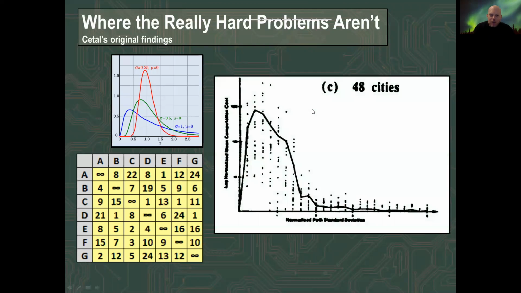And what he found was that as the standard deviations are increasing, the time for Little's algorithm to find the optimal route from one of these matrices decreased. So for standard deviations over 2, roughly, the computational cost to find the optimal tour was very, very low.